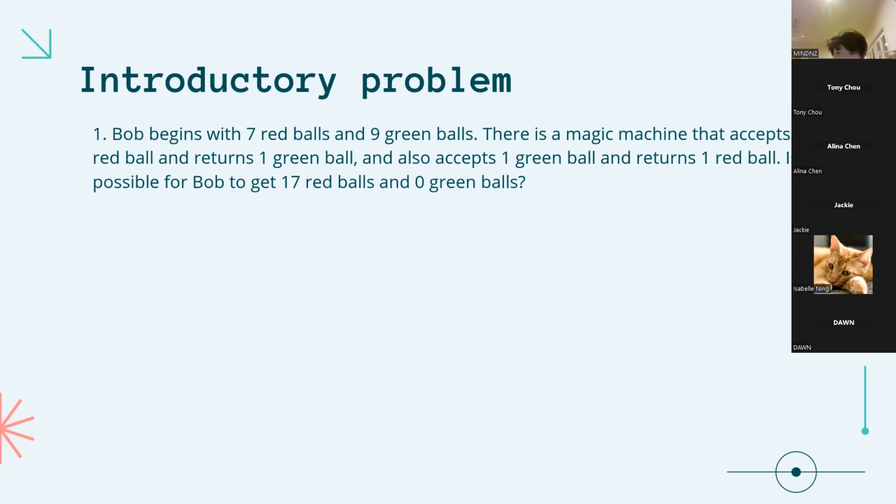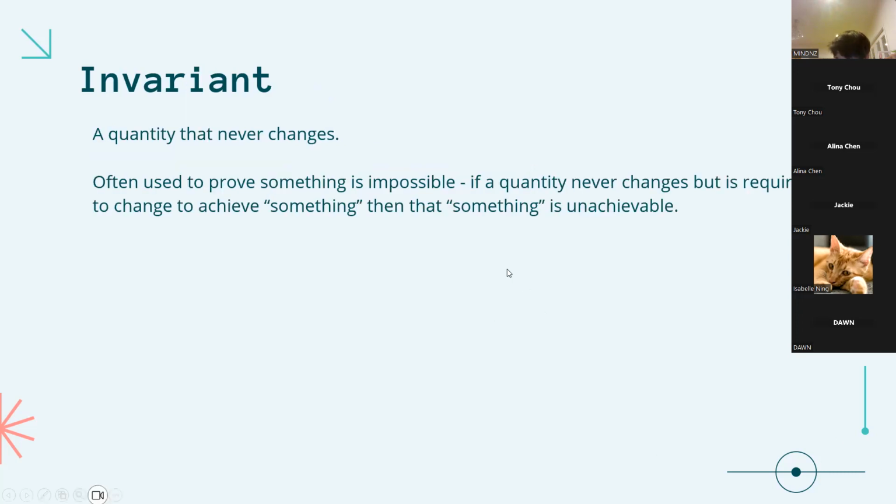Right, so what we did is we found a quantity that never changes, which in maths we call an invariant. And then we use that to show that something is unattainable. Because if that quantity never changes, but you need it to change to get somewhere, then you can't get to that place because it can't change. All right, so here's what an invariant is.